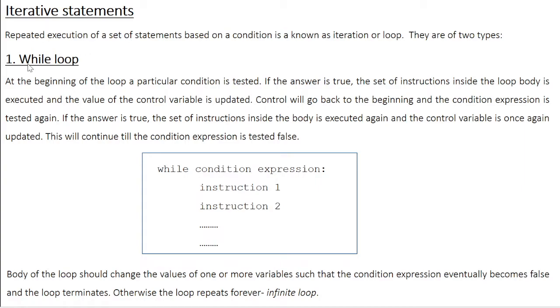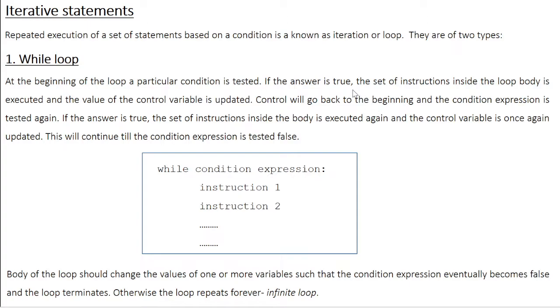Let's first talk about while loop. And this is the general syntax for while loop. While condition expression followed by a colon, then inside that the set of instructions. Just like the if, you leave a white space here to denote that these instructions are part of the loop body. So at the beginning of the loop, a particular condition is tested.